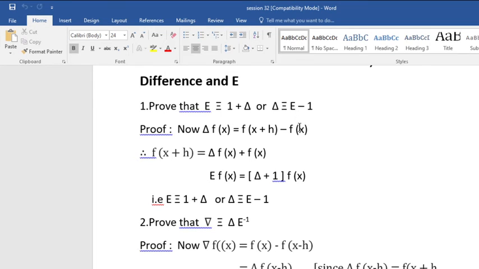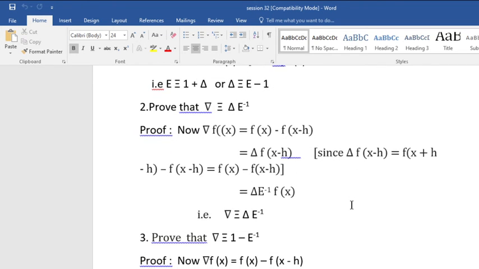So transfer this f of x to the left hand side so that we get forward difference of f of x plus f of x is equal to f of (x plus h). So from these two terms we can take f of x as common factor. That means we are left with forward difference plus 1, and here f of (x plus h) we can write as E of f of x, so that we get E is equivalent to 1 plus forward difference, or forward difference is equivalent to E minus 1.